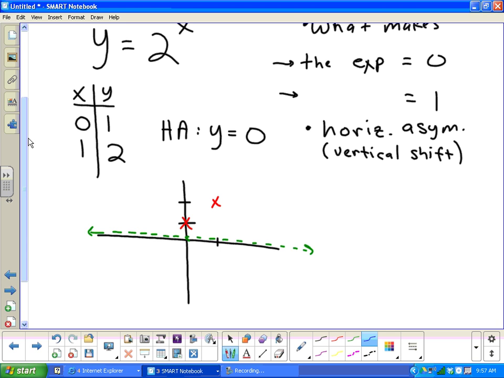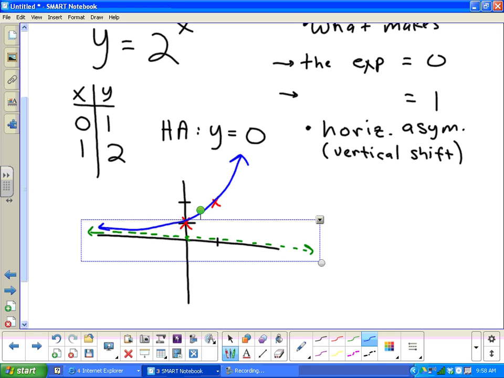So it's going to be a curve through those 2 points, and then what do curves do with the asymptote? They chase them. It's going to get closer and closer, but it's not going to touch. There we go. So there's the graph. That's how you graph an exponential equation. You look at what makes the exponent 0 and 1, and then you figure out the horizontal asymptote, and that's all you need.